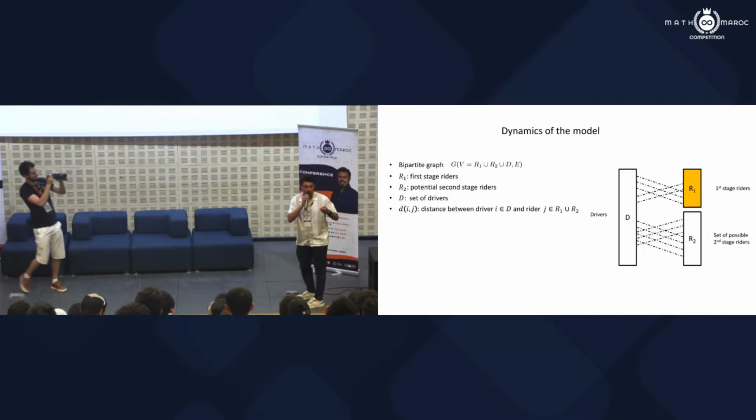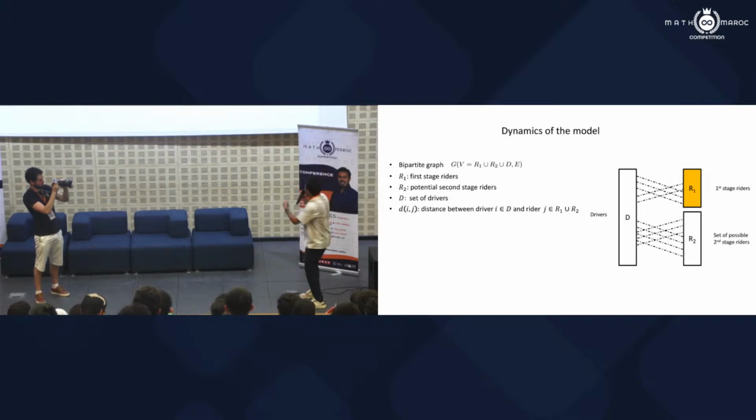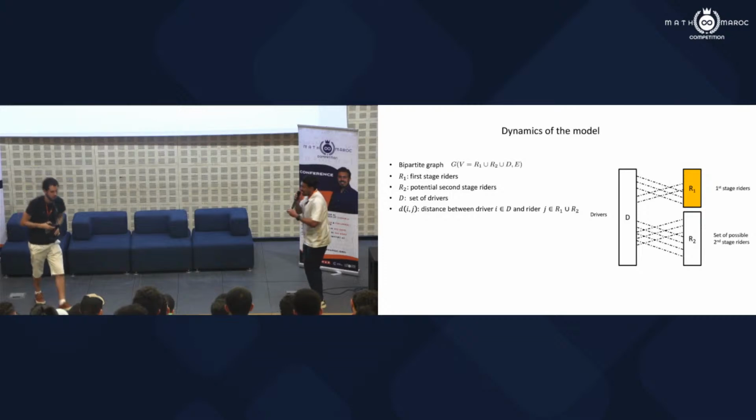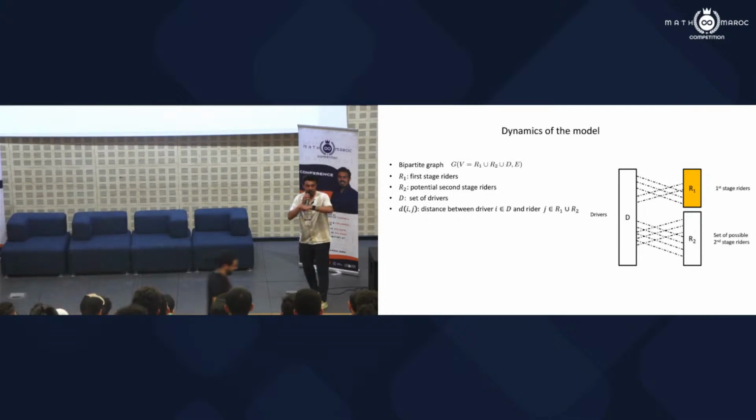Now, what we will do is that, remember, we have a batch that we need to match right away. This is called R1. I'm going to call them the first stage riders. We need to match them immediately. But on top of that, given my historical data, I might have some idea about future requests. And so here, I will denote that. I will use R2. This is a set of possible second stage riders.